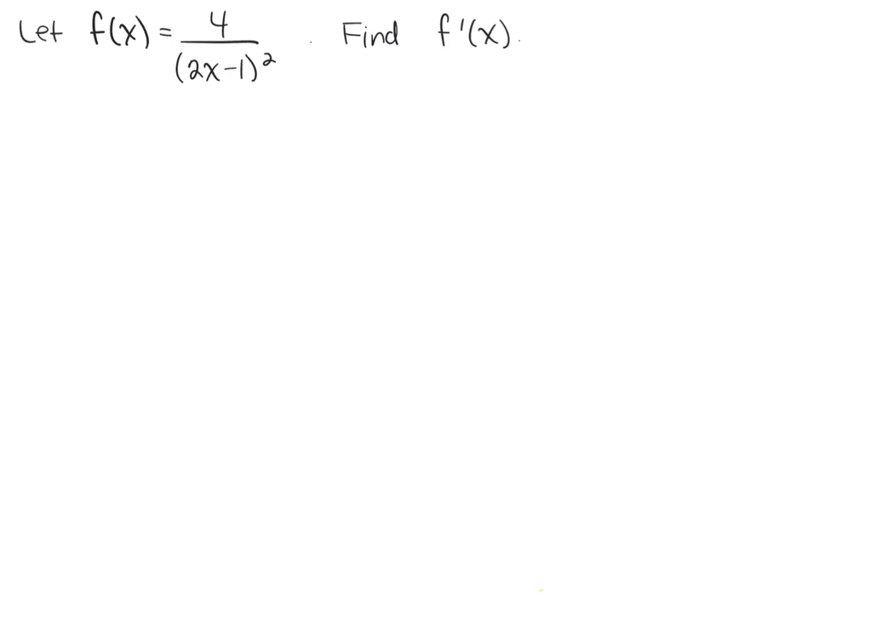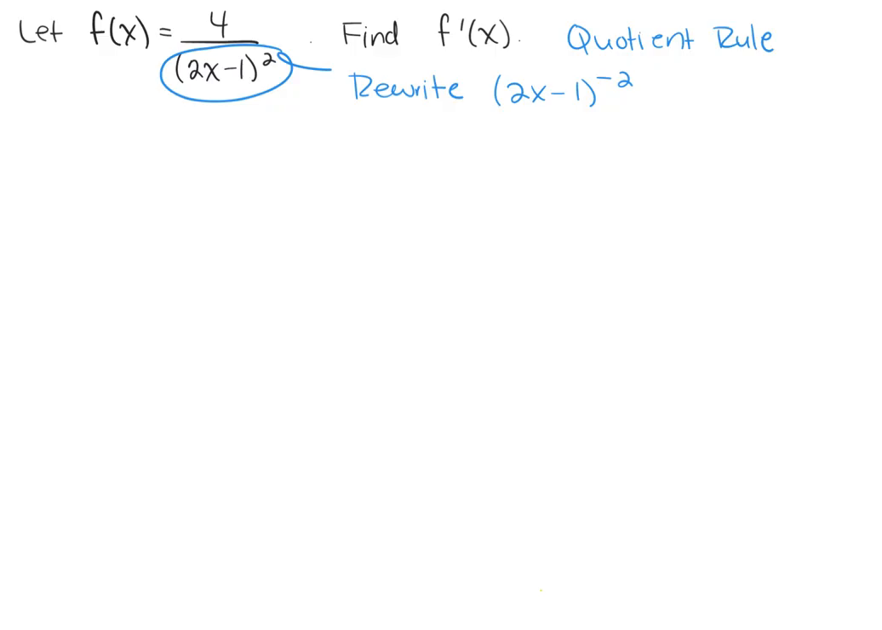This function right here is a rational function. So to take the derivative, the rule that you would use is the quotient rule. But what I'm going to do here, instead of using the quotient rule, is take the denominator and rewrite it as a negative power. So I can rewrite this as 2x minus 1 to the negative 2 power.